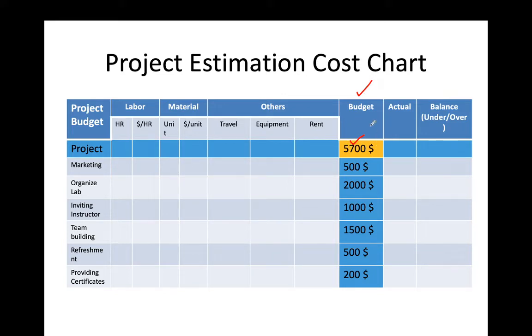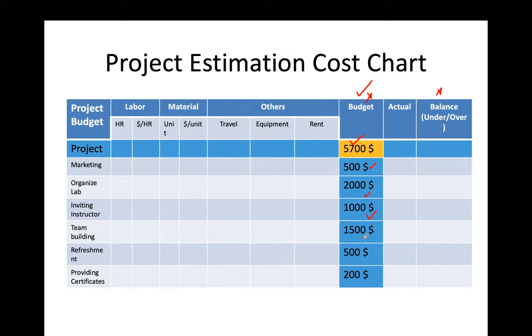$5,700. If the budget is not given in the question, then actually you can eliminate this budget and you can also eliminate the under or over balance. But if in the question I gave you that this is the budget, then you have to add the budget with the activities. So here we see that for marketing we have 500 USD. For organizing our lab we have a budget of 2000 USD. For inviting the instructor we have 1000 USD.